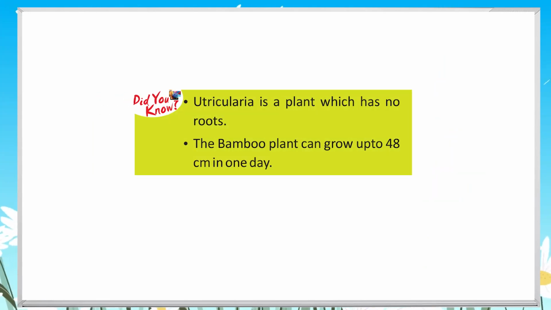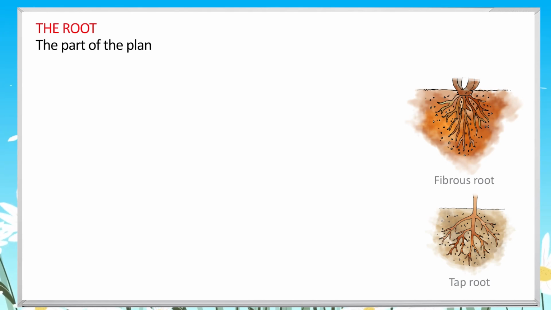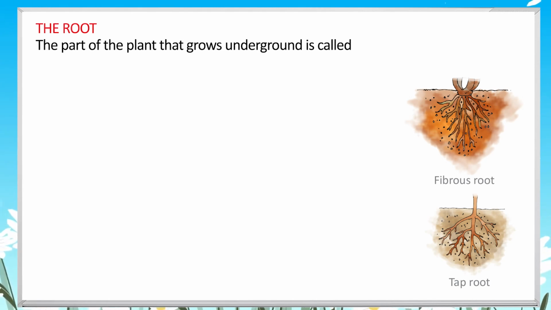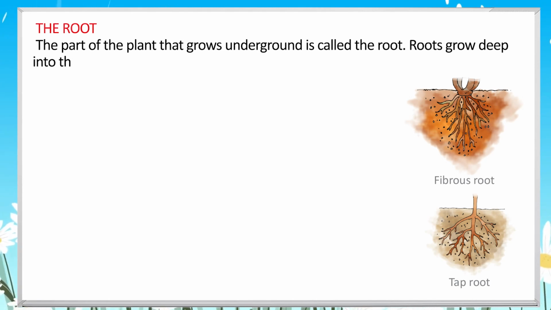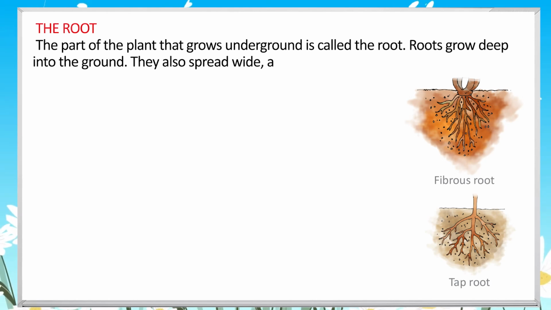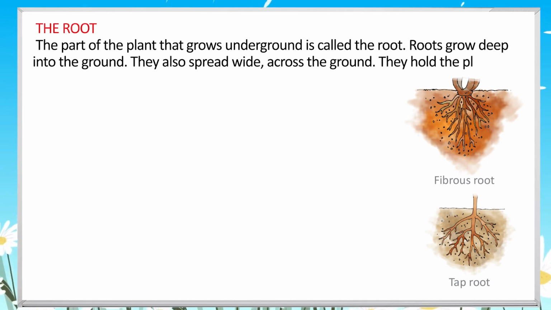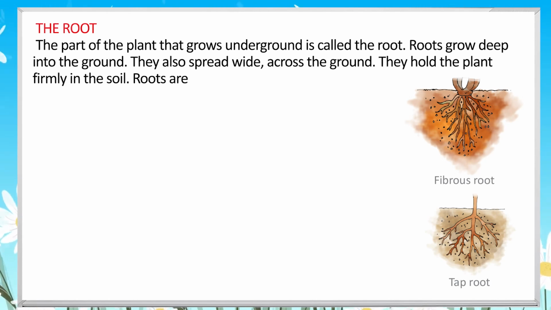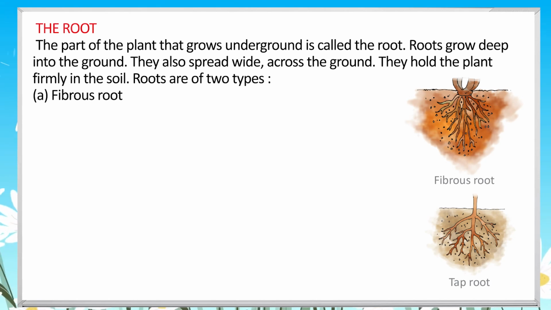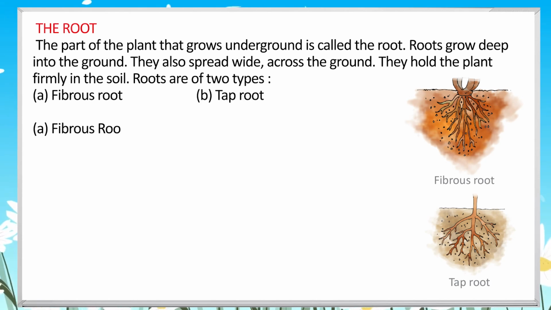Did you know? Utricularia is a plant which has no roots. The bamboo plant can grow up to 48 centimeters in one day. The root. The part of the plant that grows underground is called the root. Roots grow deep into the ground. They also spread wide across the ground. They hold the plant firmly in the soil.